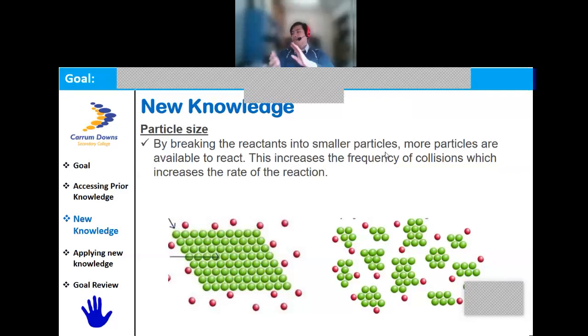So if we break up the particles into smaller particles, this makes sure there are going to be more collisions, and therefore it's going to increase the rate of reaction.